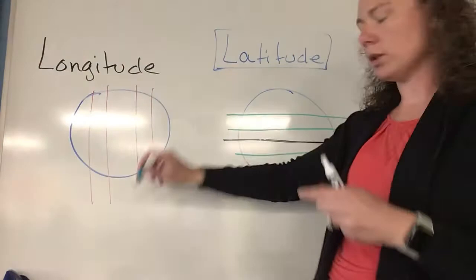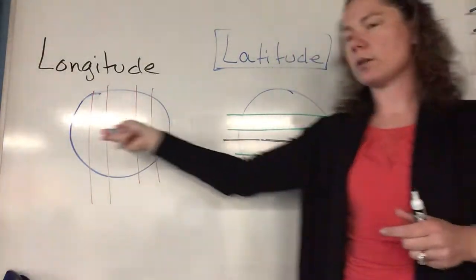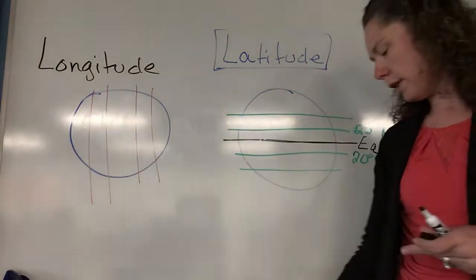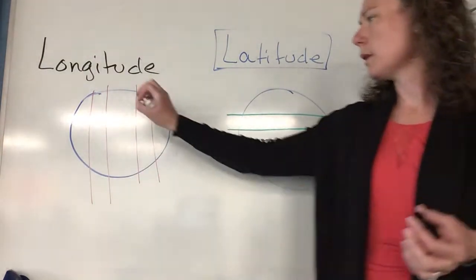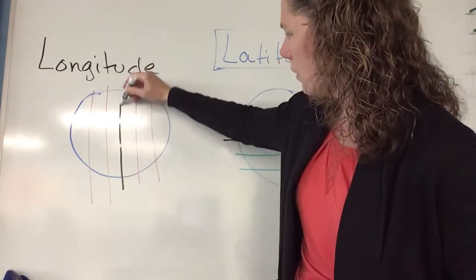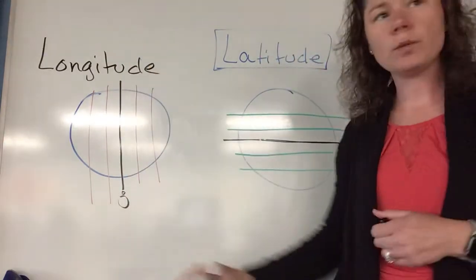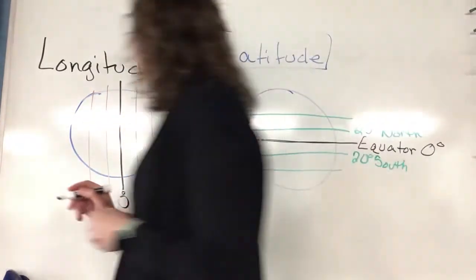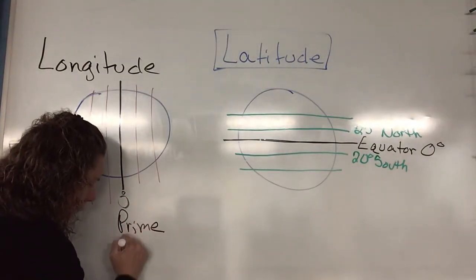Okay, what's in the middle? It's not the equator anymore because the equator runs here. Where are we measuring these lines from on longitude? Maya? Yeah, the prime meridian. There we go. That would be your 0 degree on this one. So that's your prime meridian. Okay? Prime meridian.